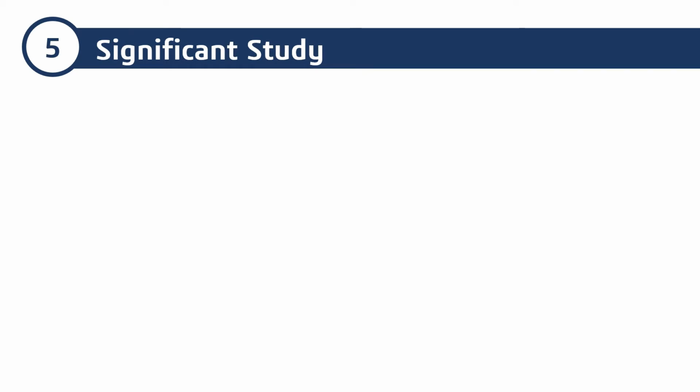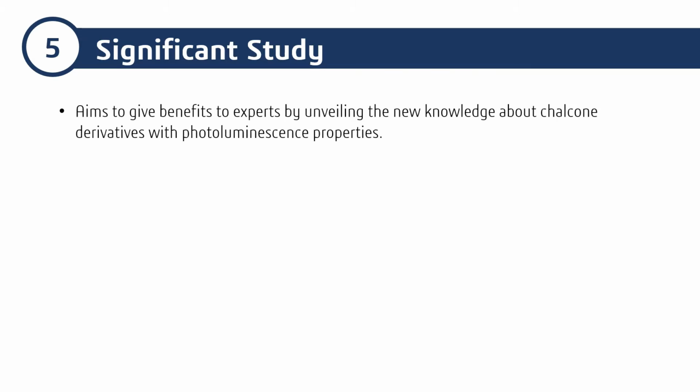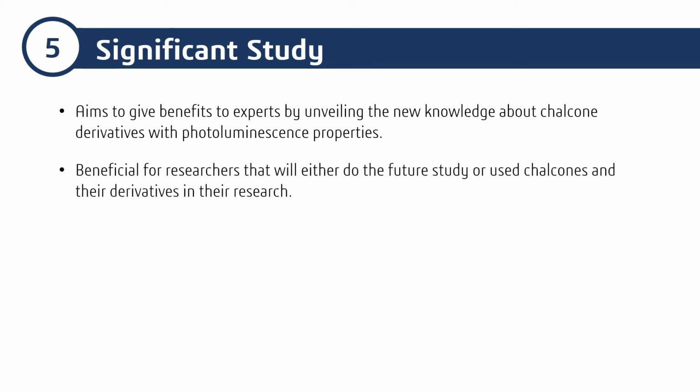Significance of study. As mentioned earlier, this research is about the study of fluorescent effect via DFT simulation of chalcone derivative with different crystal structures by using computational technique. This computational study aims to give benefit to experts on this related topic by unveiling new knowledge about chalcone derivative with photoluminescent properties. Besides that, this study is also beneficial for researchers that will either do their future study or use chalcone derivative in their research.